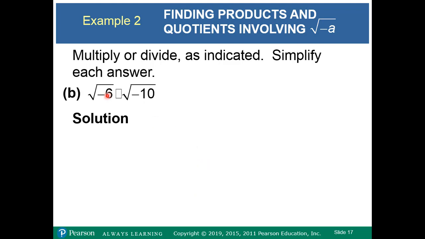Now what about here? Here we're going to get this times this. So we're going to split this up into the square root of -1 times 6, and -1 times 10. Then we're going to change it to i. So we get i times the square root of 6 times i times the square root of 10. Well, now i times i is going to give us i squared, which is -1.